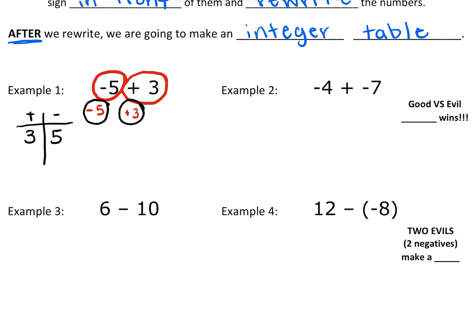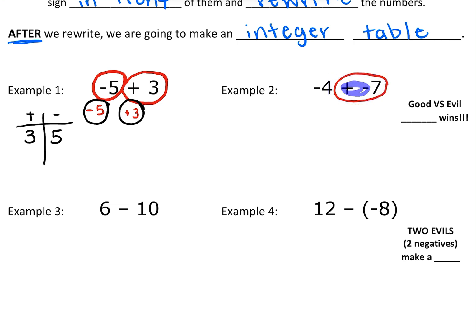All right, let's look at example number 2. This time, I have -4 plus -7. So I'm adding, and I have negatives. So we're going to circle. I'm going to start with the 7, and I'm going to circle everything in front until the next number. So I go all the way to the next number, which is a 4, and then circle everything.